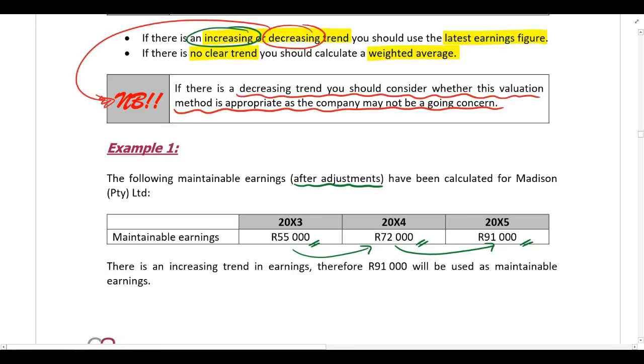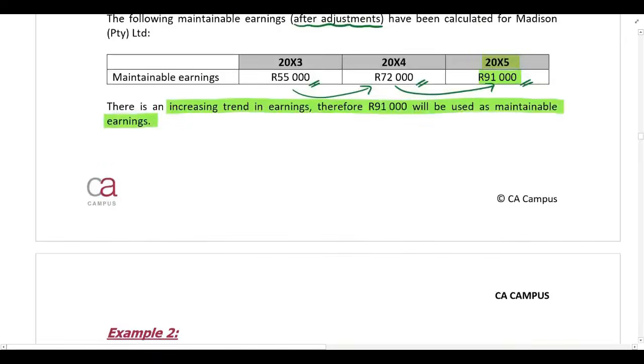And if there's an increasing trend, we should use the latest earnings figure as our maintainable earnings. So in this example, because we have an increasing trend, we are going to use the information for the most recent year, 20x5, and our maintainable earnings will be 91,000 Rand. Let's look at example 2.